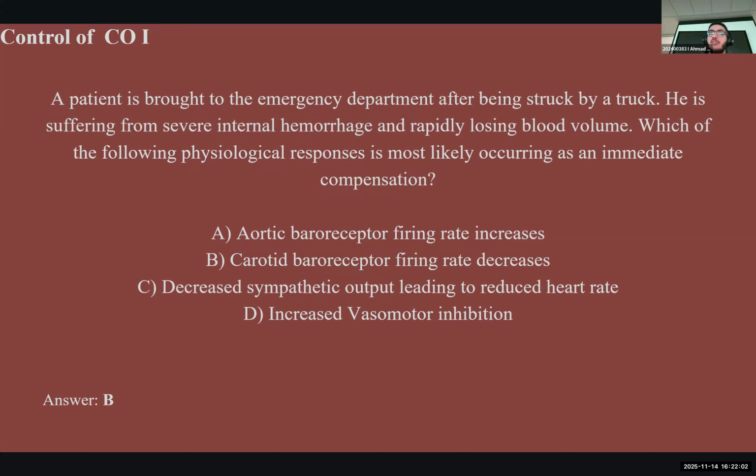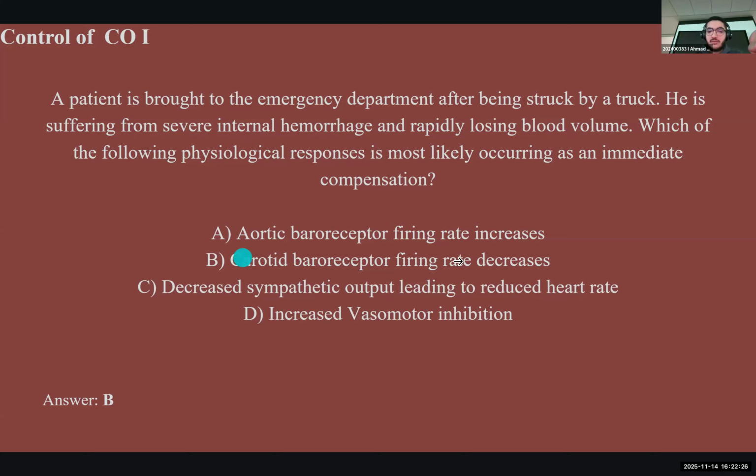So with bleeding, blood is going out from the vessels. With blood going out of the vessels, blood pressure decreases. Now, when the blood pressure decreases, there is less stretch on the baroreceptors right here. When there is less stretch, the firing rate decreases. Now, when the firing rate decreases, the brain says, okay, we have less firing, we need to increase the sympathetic.